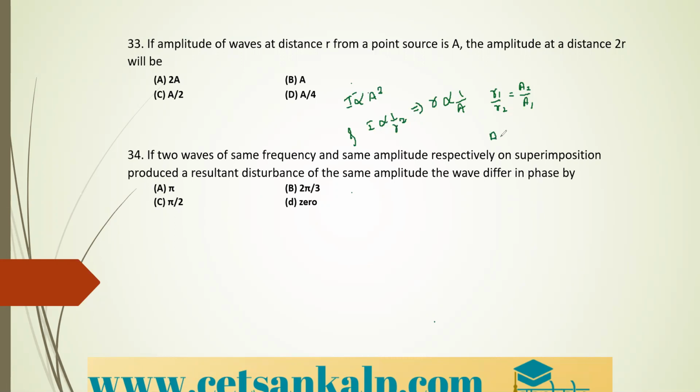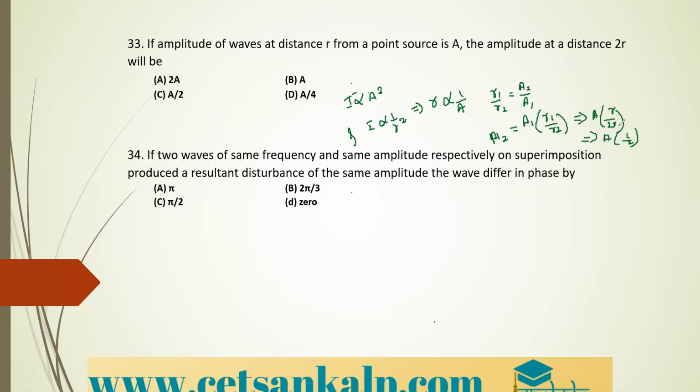We need to calculate the amplitude A2 when the amplitude and the distances are given. So the A1 value is A, the R1 value is R itself, and the R2 value is 2R. Therefore, R will get cancelled, and you are going to get A into 1 divided by 2, or A divided by 2. That is option C, the correct option.